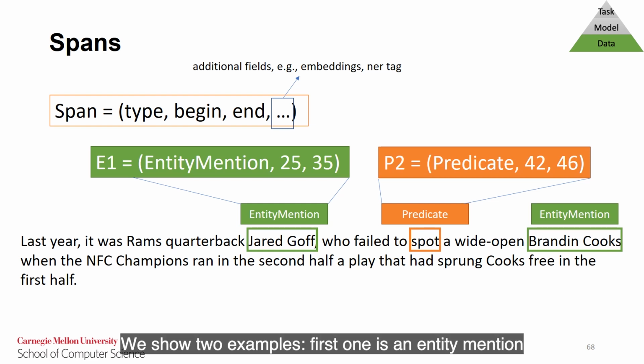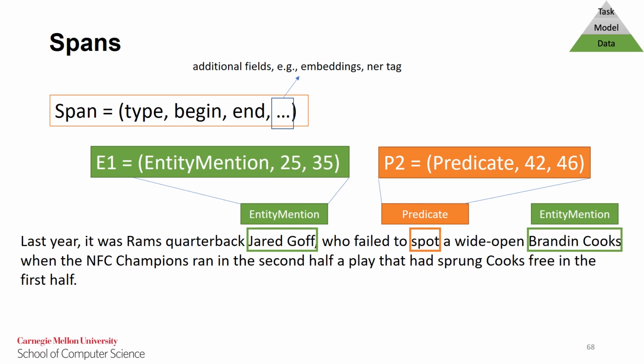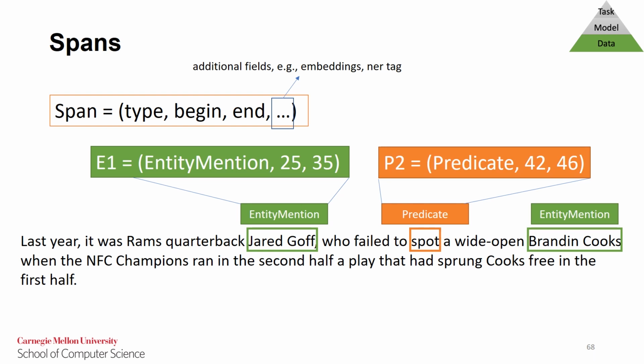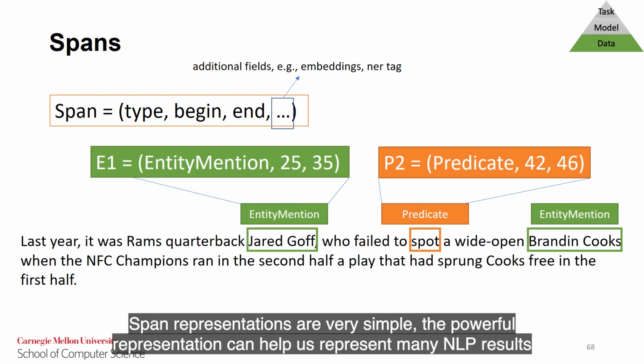Here we show two examples. The first one is an entity mention that begins at character 25 and ends at 35. Another span is a predicate. It starts at 42 and ends at 46. Span representation is very simple, but it's a powerful representation that can help us represent many NLP results.